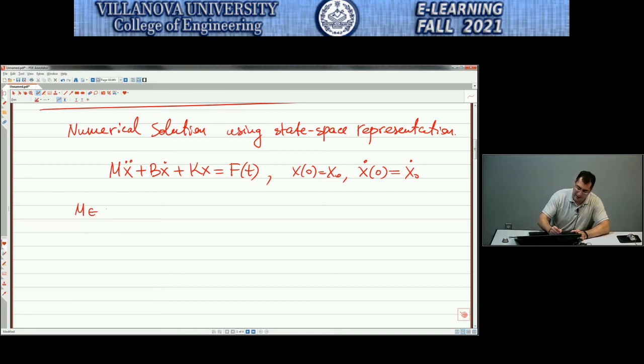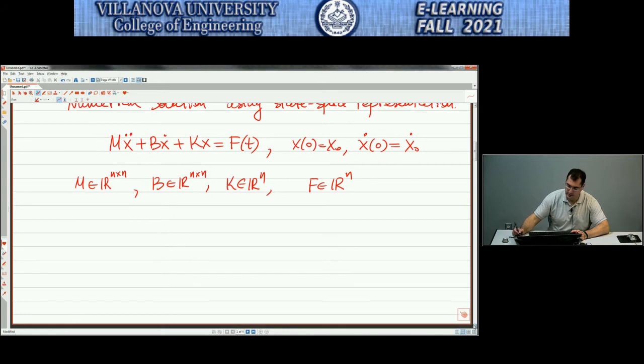So M is an n by n matrix, B is an n by n matrix, and K is an n by n matrix. F is an n-dimensional vector. How do I bring this second order differential equation into a system of first order differential equations? For that, I introduce the so-called state variables. x1 is going to be equal to the vector x. Remember, x is an n-dimensional vector.